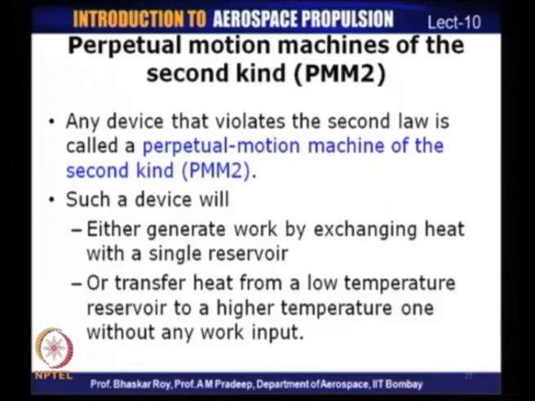It could be either generating work by exchanging heat with a single reservoir, and therefore it will violate the Kelvin-Planck statement, or it will just be transferring heat from low temperature to a high temperature without any work input, and therefore it will violate the Clausius statement. So, we will look at one example of such a device, a perpetual motion machine, and prove that it violates one of these laws of thermodynamics.